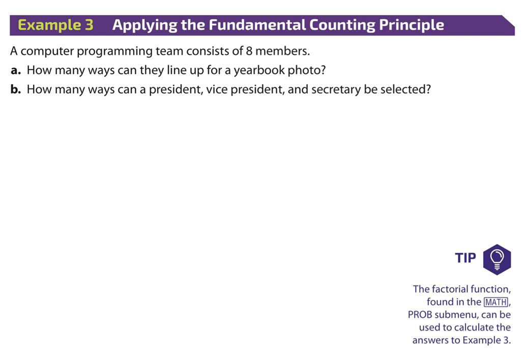Look at 3. A computer programming team consists of 8 members. How many ways can they line up for a yearbook photo? Is this dependent or independent? Dependent. Because if Michael is in the first picture, first line, I can't repeat Michael, right? So these are dependent on each other. And so if we look at 8 members, then how many spots am I going to have when I line them up? 8.